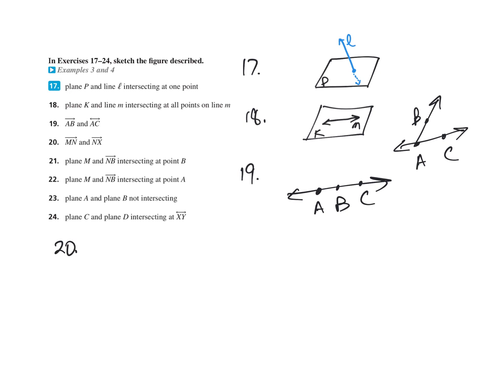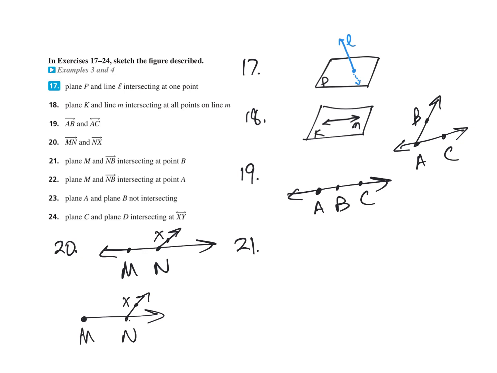Ray MN and ray NX. Okay, so we have to have M, and it's a ray going through N. So there you can have ray MN, even though it's on a line here, it doesn't matter. And you have ray NX. So again, you could put X on that line on the right side of N, or you could put it like this. Another way to draw it is you have an actual ray, MN, and then a ray NX, like that. Okay, and you could draw a couple other different ways as well.